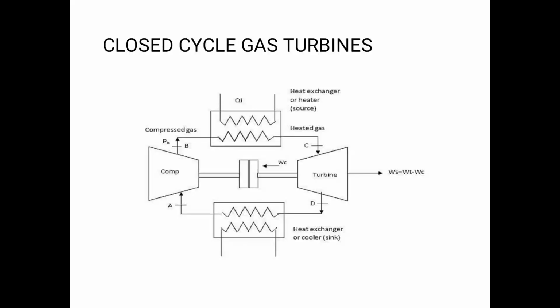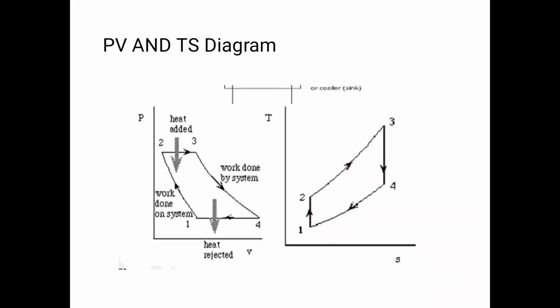It consists of the compressor, the compressed air going into the heat exchanger, and the turbine, and this is a closed circle. The output is then again given as input to the compressor, so the name is closed cycle gas turbine. This is the PV and TS diagram. The first is the PV, pressure and volume diagram, and the second is the TS diagram, temperature versus entropy. First of all, 1 to 2 is work done on the system, 2 to 3 is the constant pressure heat addition process, 3 to 4 is work done by the system, and 4 to 1 is the constant pressure heat rejection process.